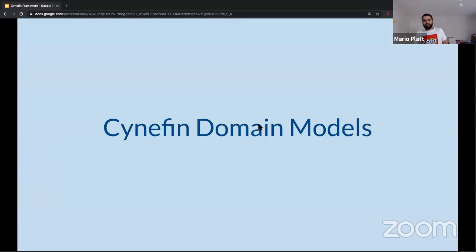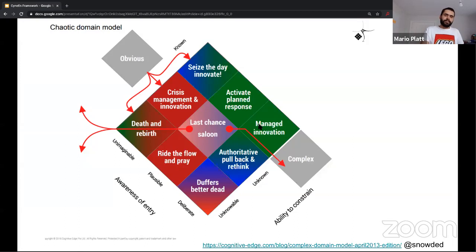So what we have now is we're going to talk through the domain models. We're going to go through the four of them, the four outer domains, let's call it. So this is the chaotic model, the main model. In the chaotic domain, when entered accidentally, it's a problem, and we need to get out of it as quickly as possible. But when we do it deliberately, it can be a great source of innovation.